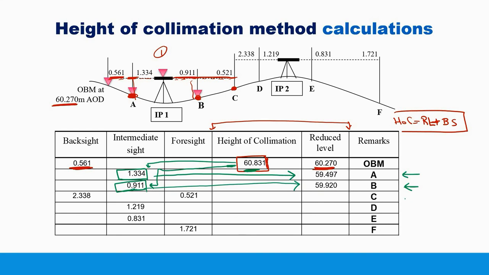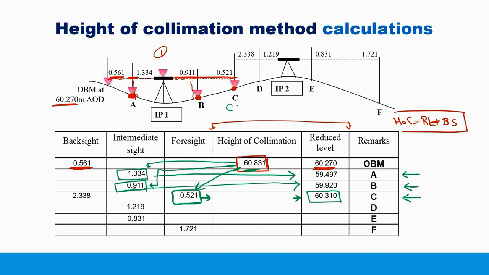Now the reduced level of C, the same. From this height of collimation, we are going to take away the staff reading over C, which is 0.521, to get the reduced level over C here, which is 60.310. So this is the reduced level of C.